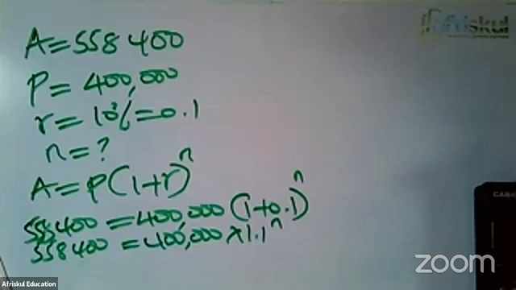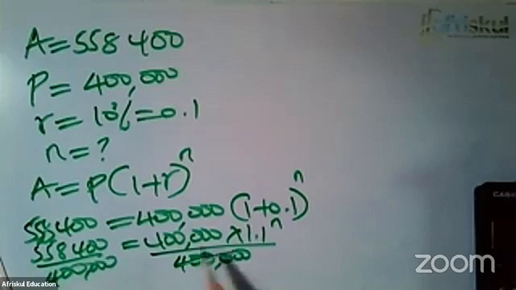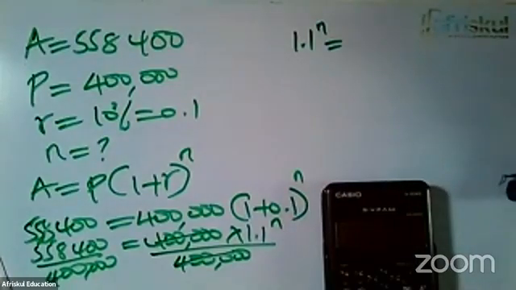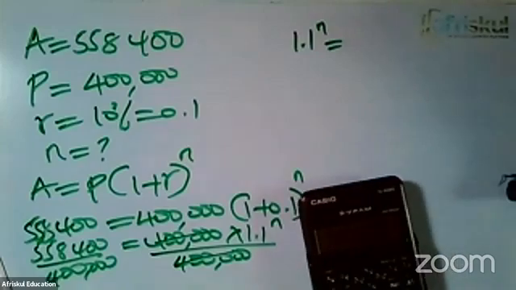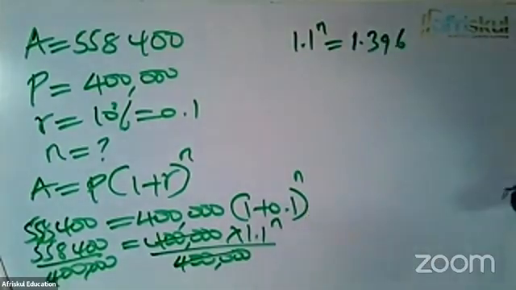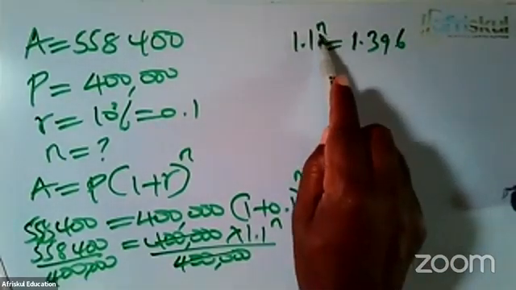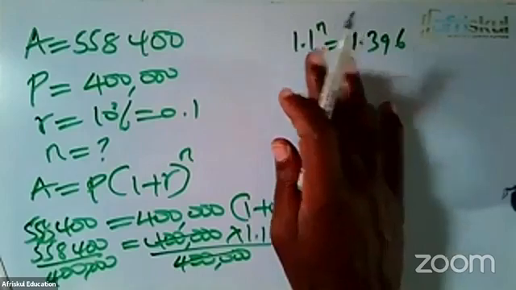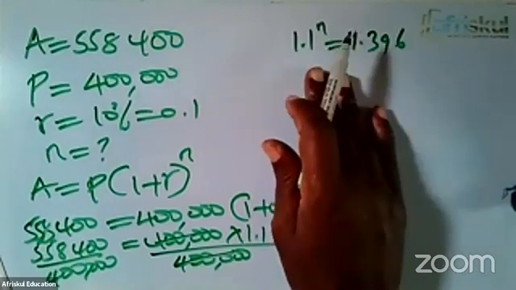So I would want to be left with this to make n the subject. So divide by 400,000 on both sides. If I do that, I get 1.1 to the power n equals 558,400 divided by 400,000, which gives us 1.396. Now, remember at the end of the day, what do we want? We want to have n being the subject of the formula. There is no other way that I can make n the subject other than introducing the logs.